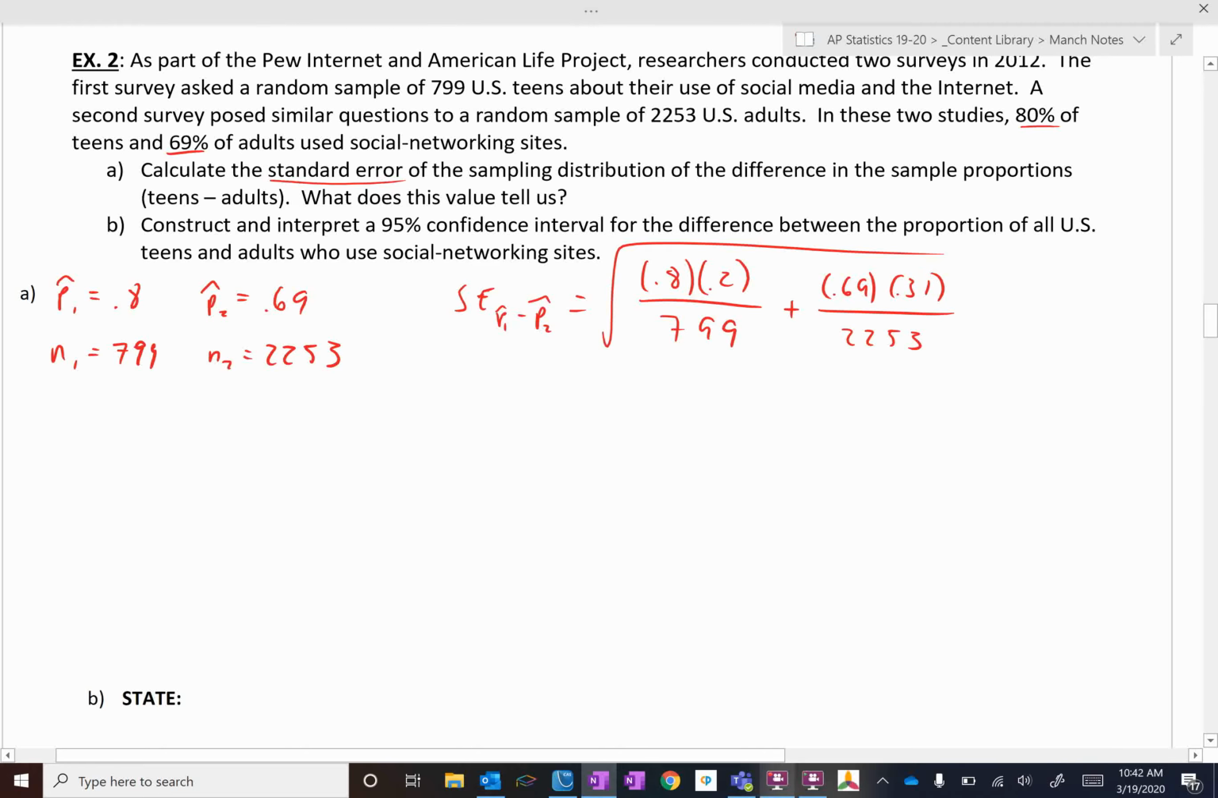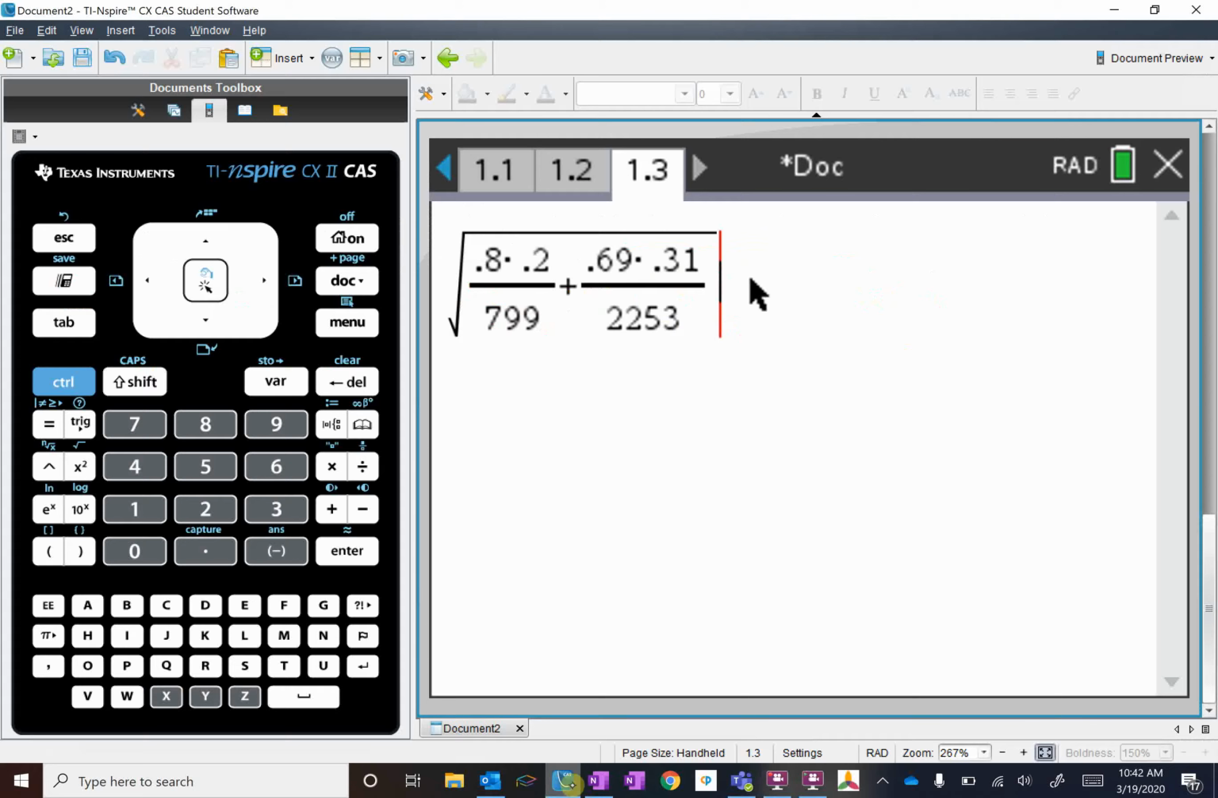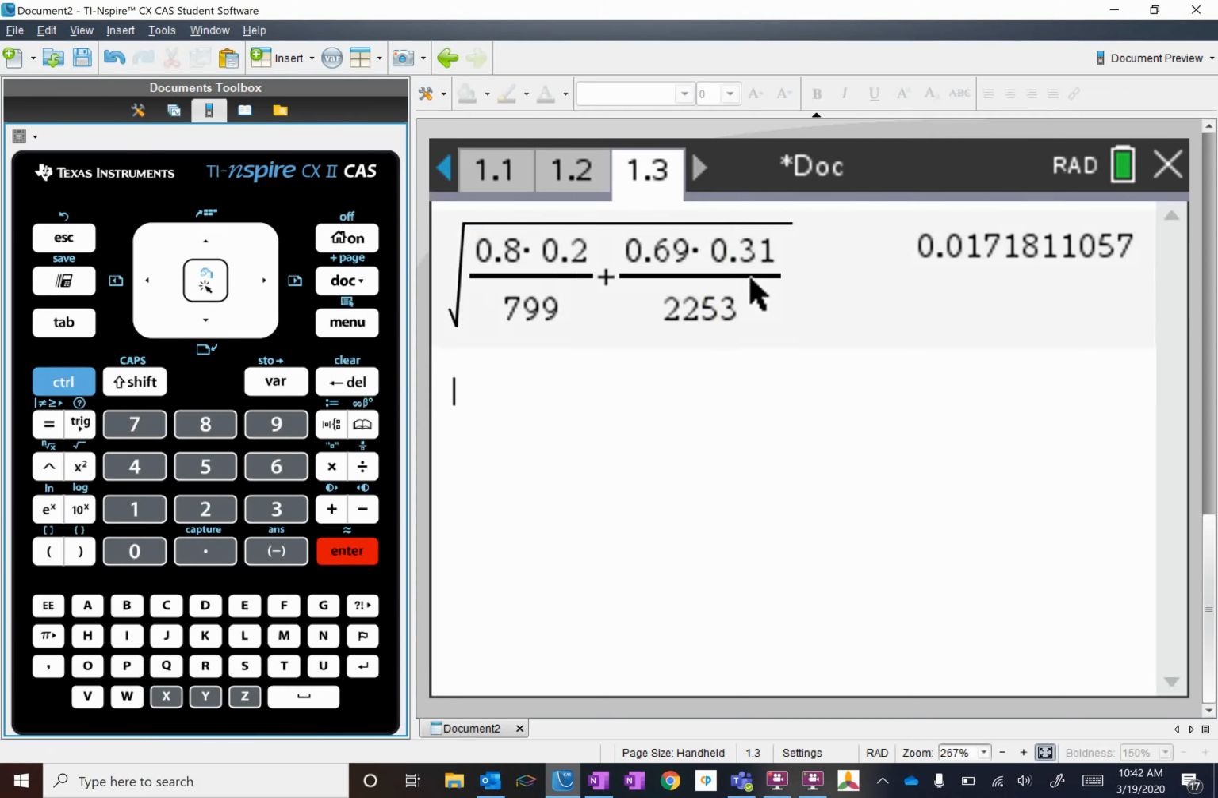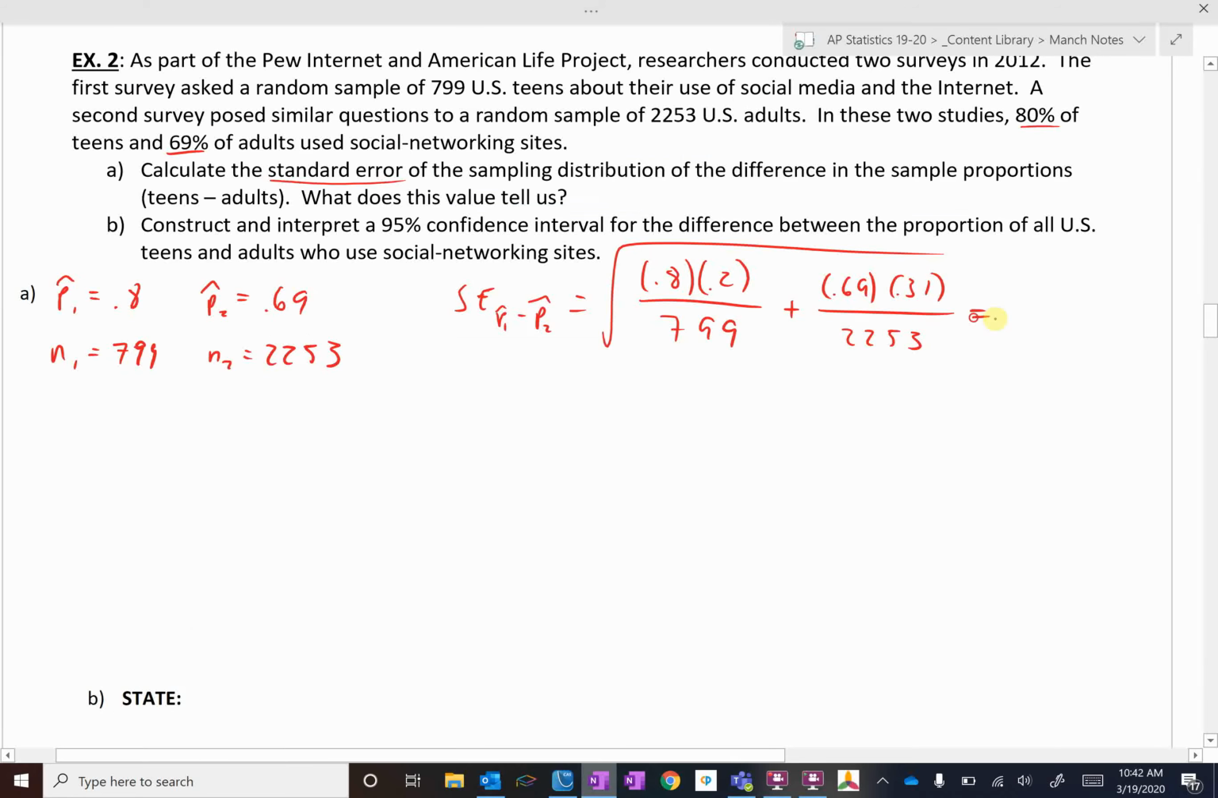Okay, and so then we just go to our calculator. I've already entered it in, and our calculator will tell us that that value is 0.017. So 0.017, that's our value.